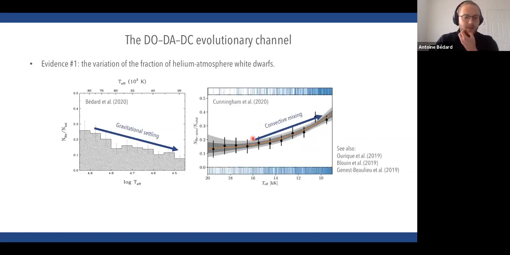And now for the last part of my talk, I want to come back to the first spectral evolution channel that I talked about, which is this helium-rich to hydrogen-rich to helium-rich transformation. This is what I call the DO-DA-DC evolutionary channel. This transformation has never really been modeled before, at least not in a fully self-consistent way, because it turns out to be a numerical nightmare. You'll see why in a bit.